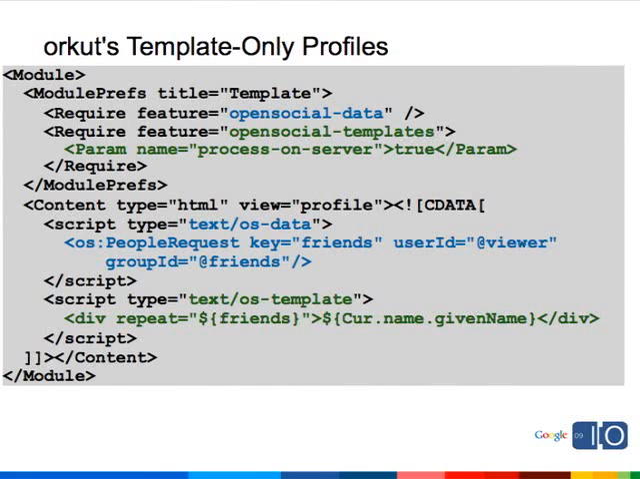Here's an example of what a profile render in a template might look like. You'll see I'm requiring two features, OpenSocial-data and OpenSocial-template. So that's the division here. First of all, you say what data you need, and then the second is how am I going to show it? And you'll notice that when I'm including the templates, I'm adding an extra optional parameter called processOnServer.